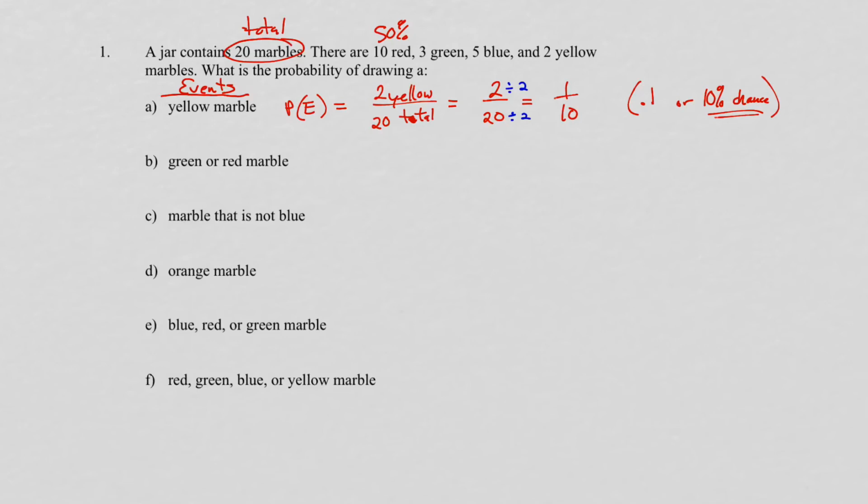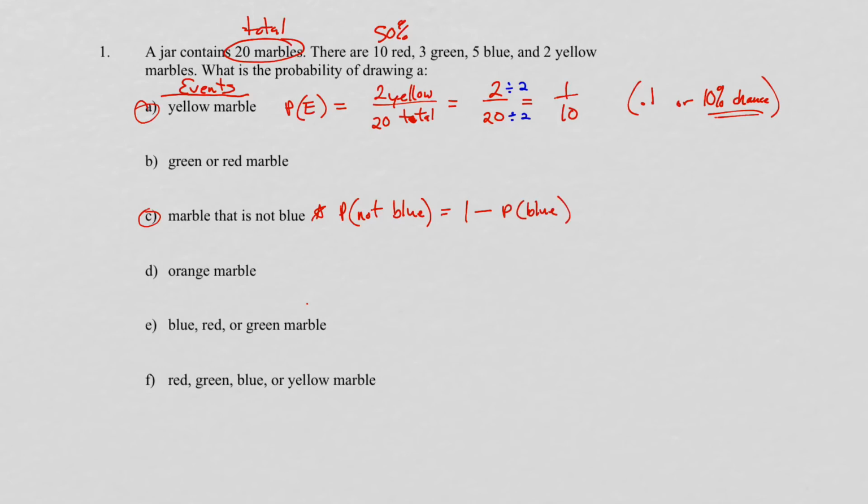Let's move on to C. A marble that is not blue. All right, so remember, the formula that I just showed you was, if it's not something, you can actually just calculate that something and subtract it from 1.